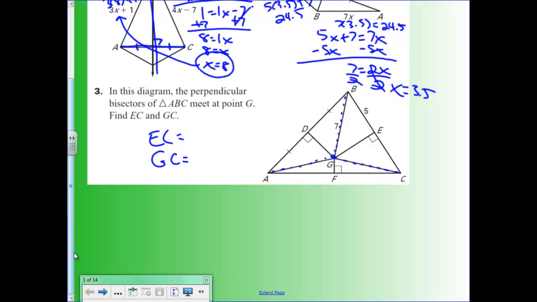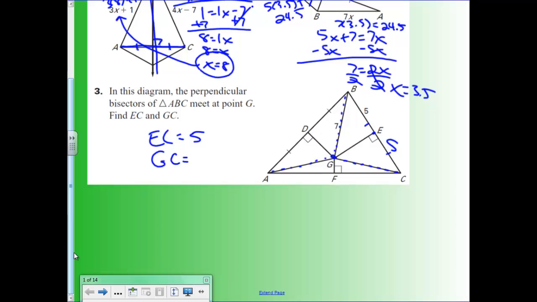How big is EC? Matt, thank you for raising your hand. Matt, what is EC? 5. E is the midpoint, so if that's 5, that's also 5 because it's my perpendicular bisector. And then I look at GC. I want to know what GC is. GC is the same as this one, which is the same as this one. Do I know what any of those are?